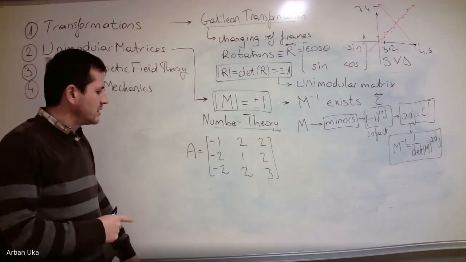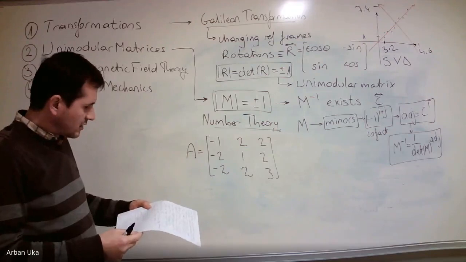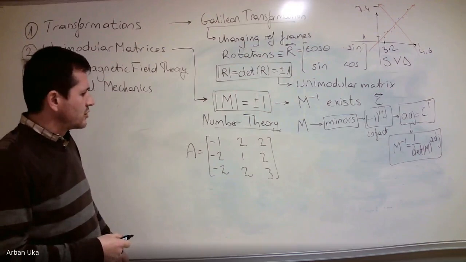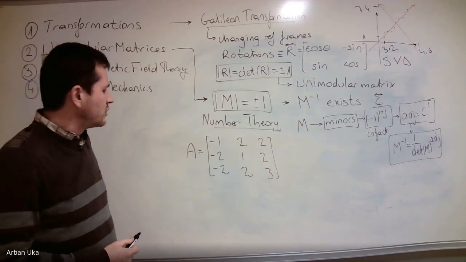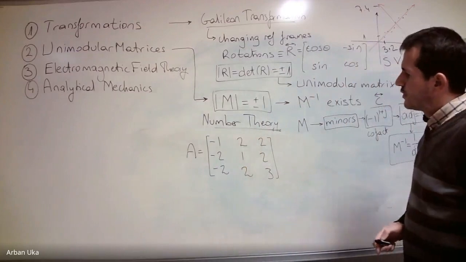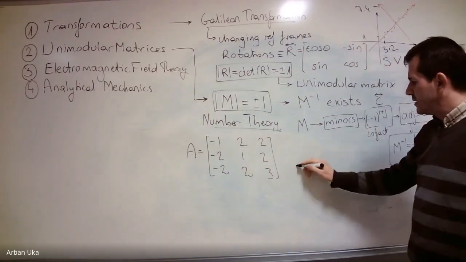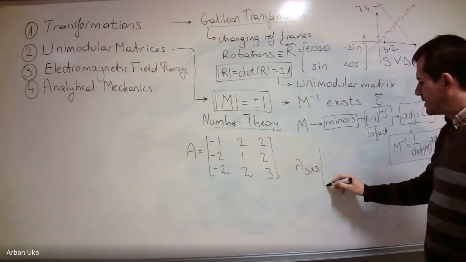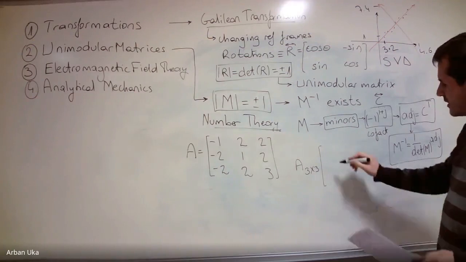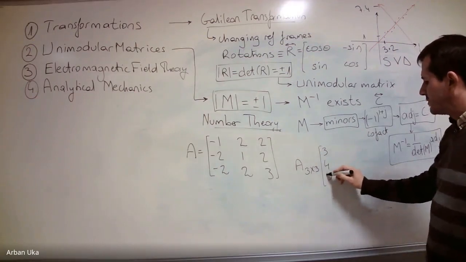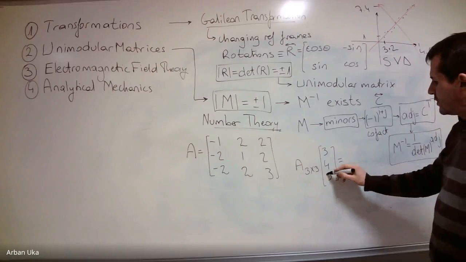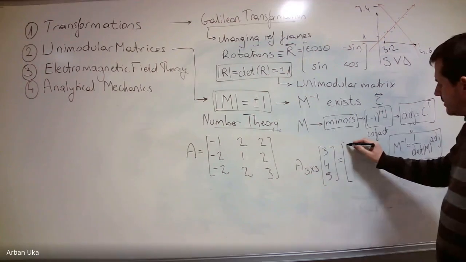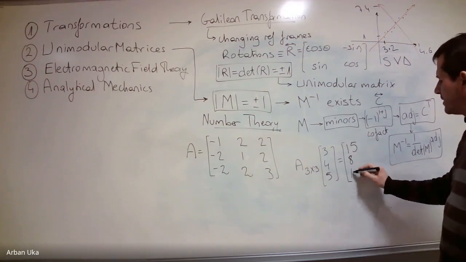The determinant of this one is 1. So it's different from 0. It is 1. It is unimodular. Things look good. And what we can use this for is the following. We can apply this matrix A, which is a 3 by 3 matrix, and multiply it with a vector which looks like 3, 4, and 5. That's just an example. And what we get is 15, 8, and 17.